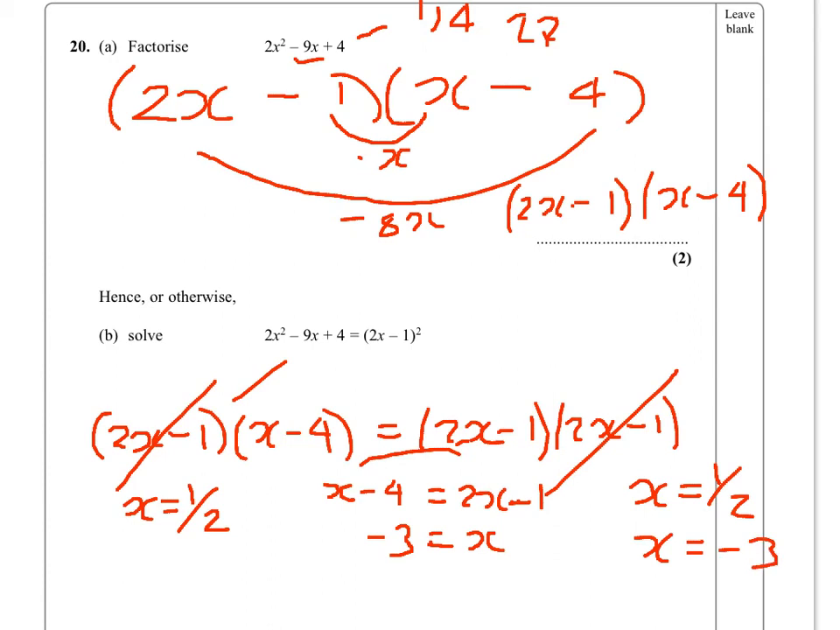If time permits, you can check by putting these values into the formulas to see that both sides are the same.